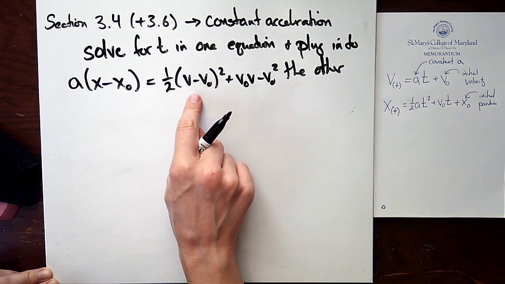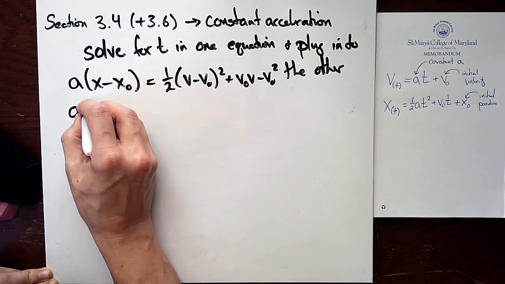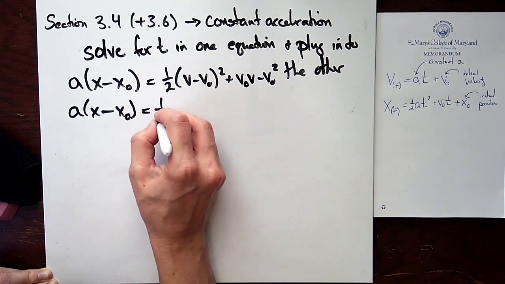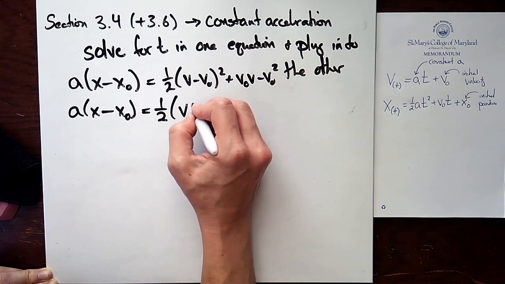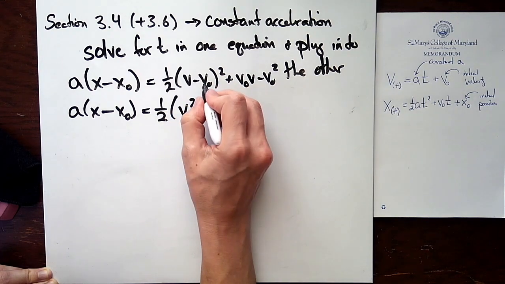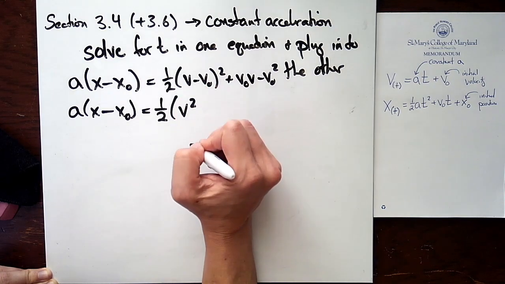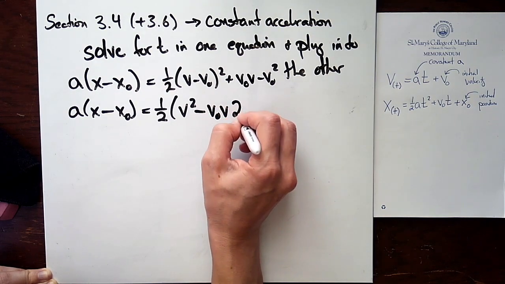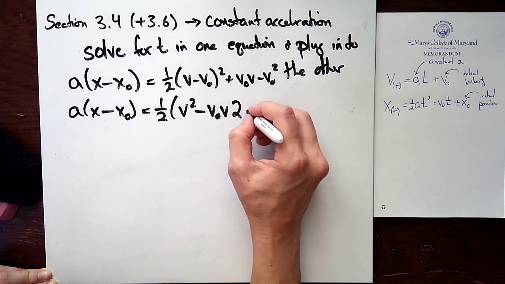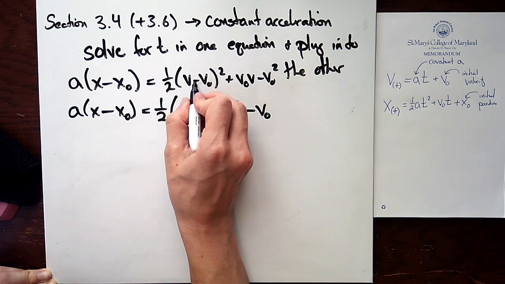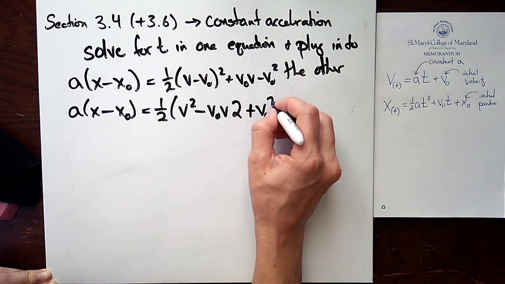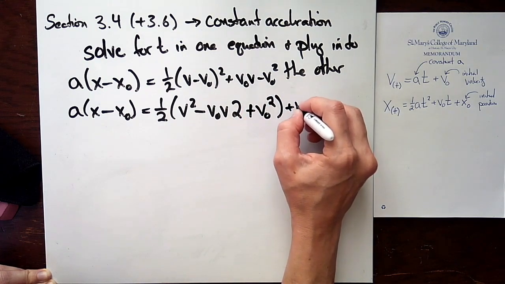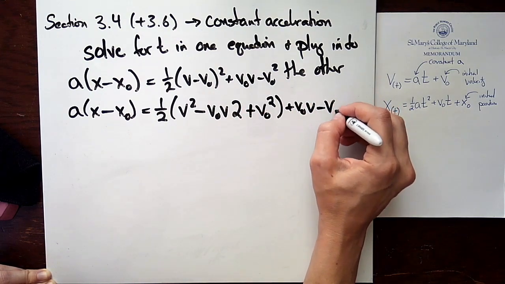And I guess the next thing we should do is take care of this, square that guy. So acceleration times position minus initial position equals 1/2. And we'll square the first term, so we get v squared. And then we'll get the last term times the first term. We'll get 2 of those, so that'll be negative v naught v times 2. And then we will square the last term, so negative v naught. We have to square the negative, that'll become a positive, and v naught is squared. There we go. So we've taken care of that term. Now we've got to do this term, plus v naught v minus v naught squared.